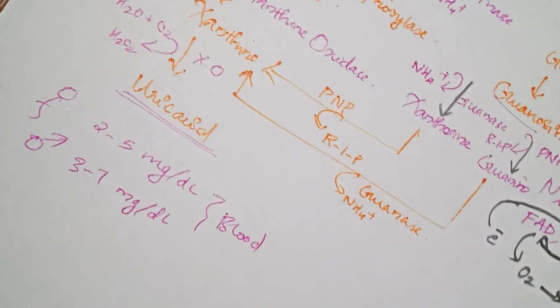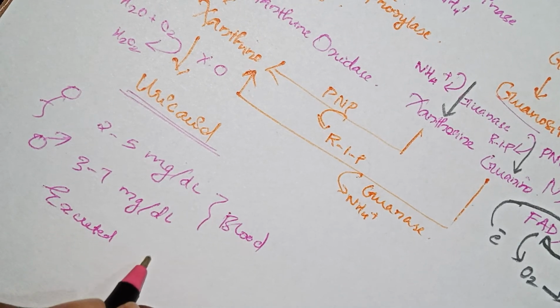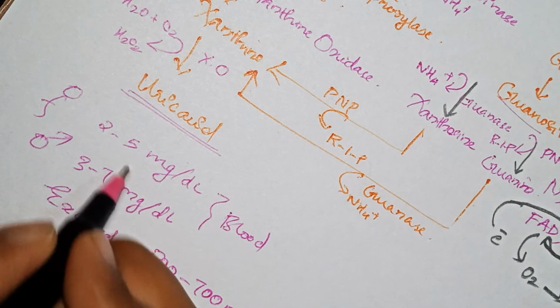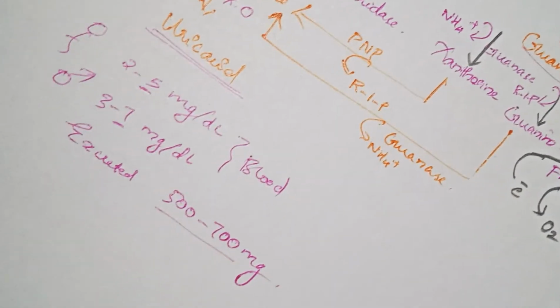The normal level excreted varies. It ranges between 500 to 700 milligram. It's easy to remember because of 5, 7. So that is 500 to 700 milligram.